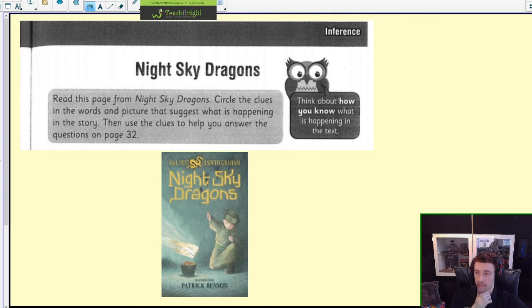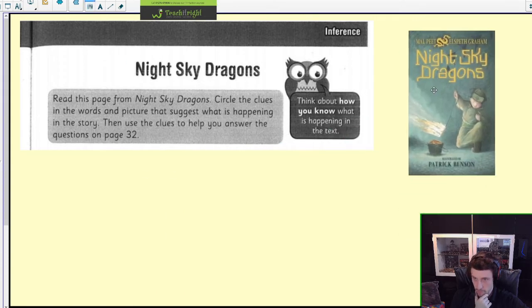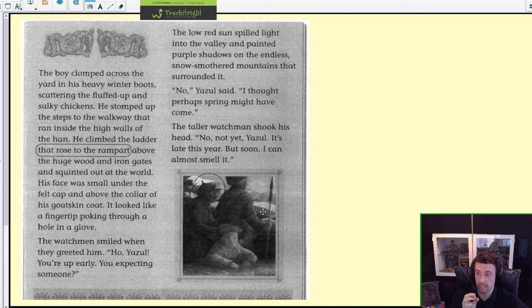So this is Night Sky Dragons. This is a very interesting story. I won't tell you where the book's from or set, although the front cover might give you some clues. In this one, again, I want you to read through. Again, you're looking for inference clues in the passage, but also in the picture, because you'll notice in the text here, there's also a photograph, and you can certainly use clues from that. I think that's entirely reasonable. They've included this information, so absolutely make use of it.